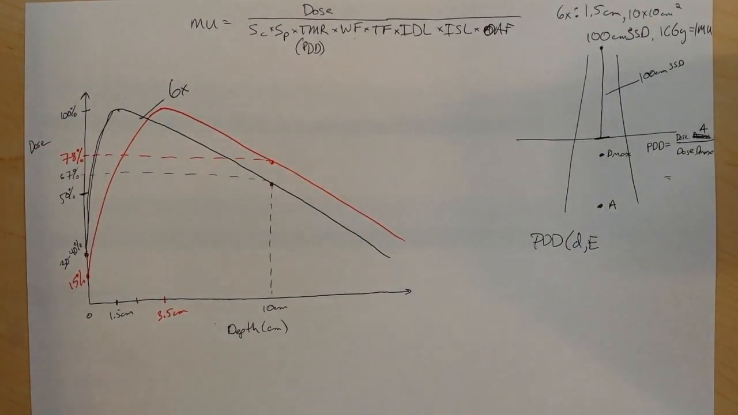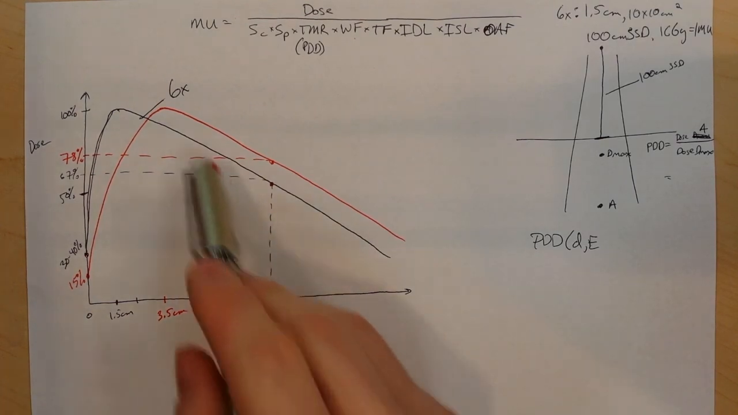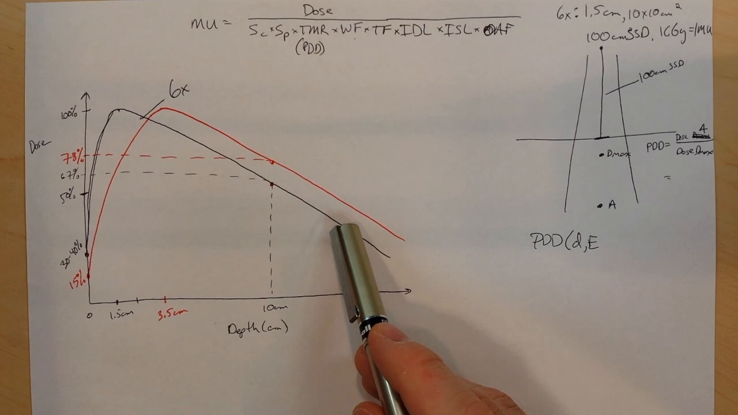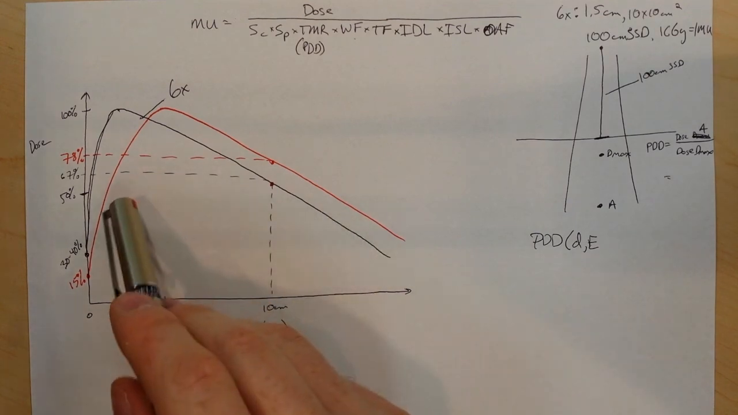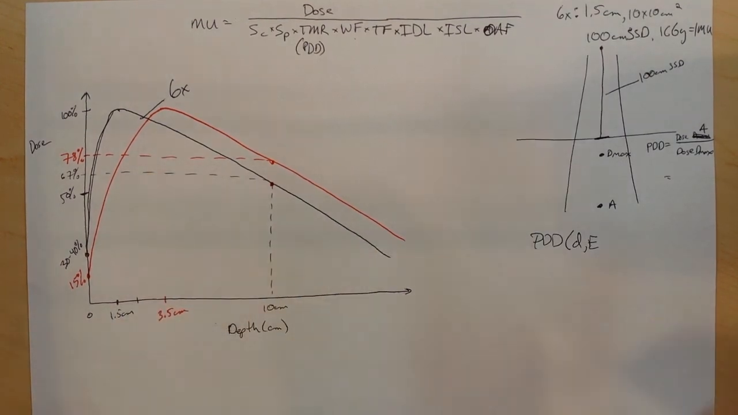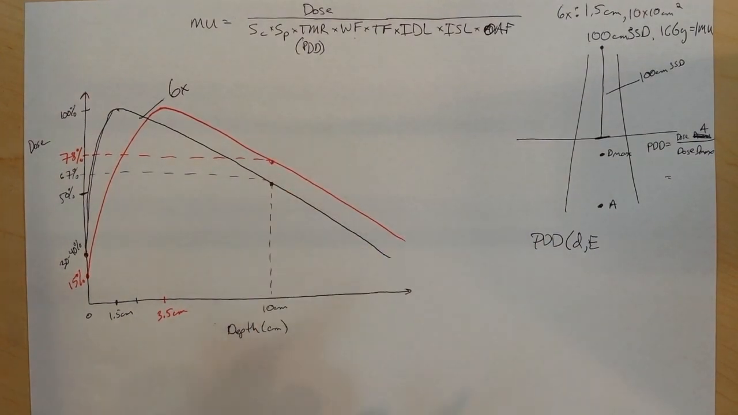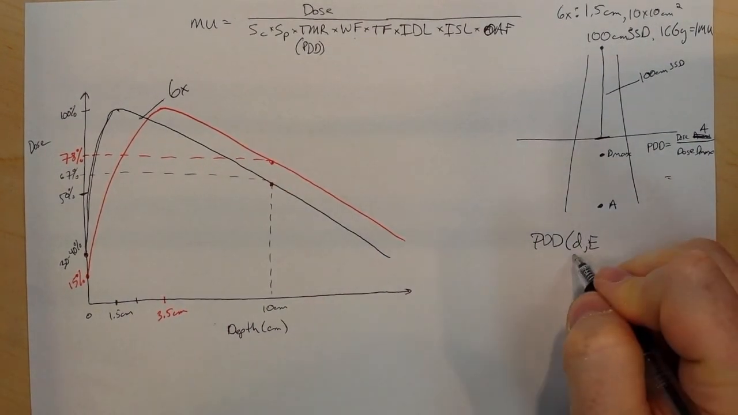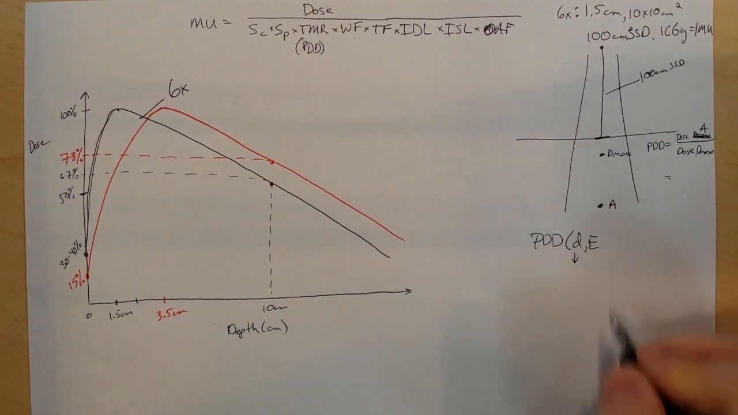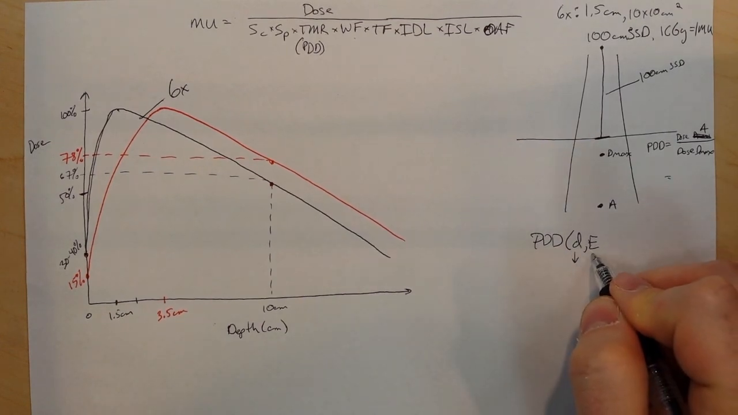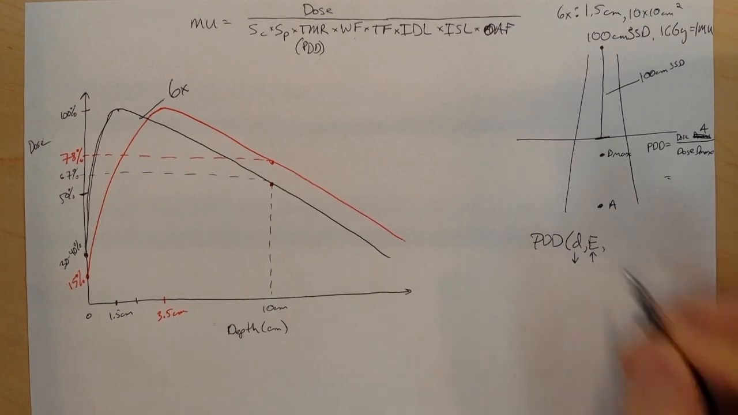So how does percent depth dose change with energy? It increases. How does percent depth dose change with depth? As we increase the depth, percent depth dose decreases. As we increase the energy at a relative depth, percent depth dose increases. So as we go deeper, percent depth dose goes down. As we go to higher energy, percent depth dose goes up.